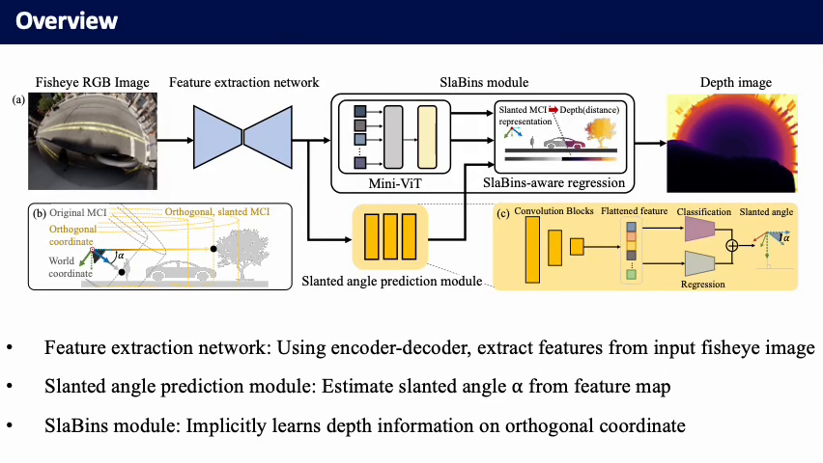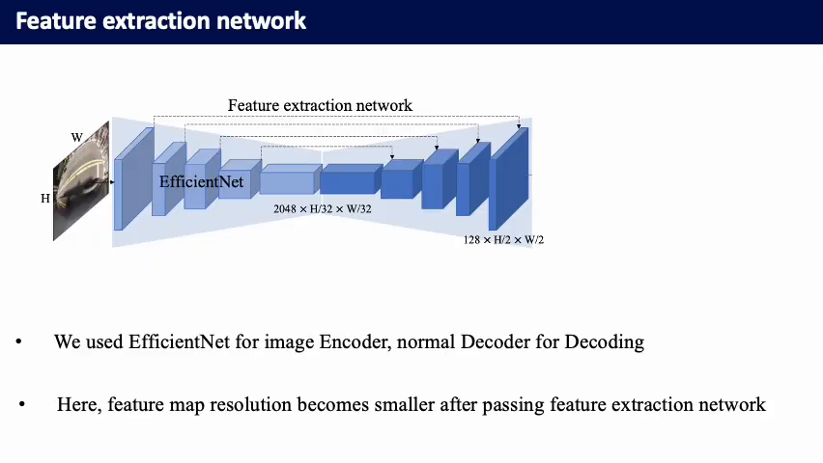Here, we will give you an overview of our proposed network architecture. Our model consists of 3 parts: feature extraction module, slanted angle prediction module, and SlaBins module. For the feature extraction network, we used an EfficientNet encoder and a simple decoder. Here, we extract features with a smaller resolution for efficiency.